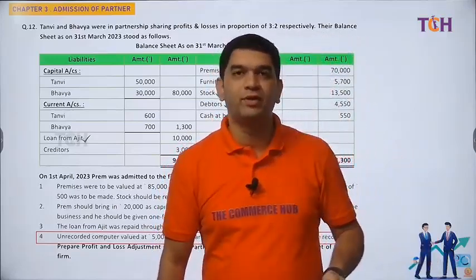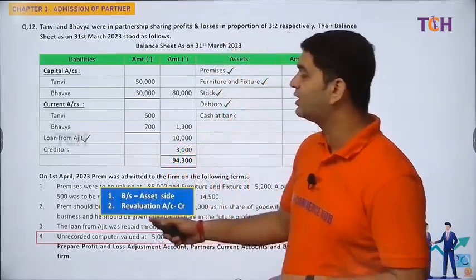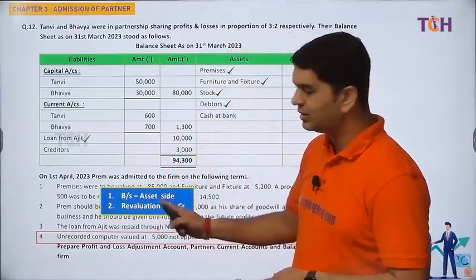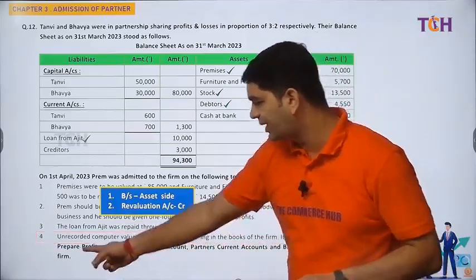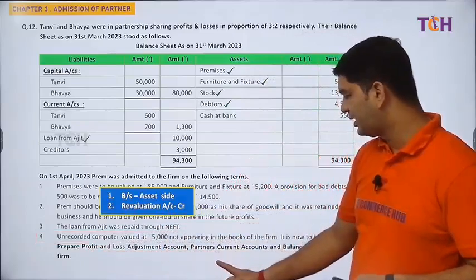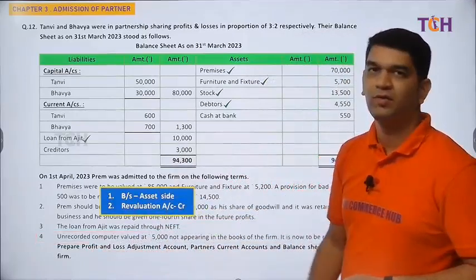So it's going to be profit for the firm. So we'll record it in the revaluation account on the credit side as well. These are the two effects we're going to have for this adjustment. Now, what is mentioned? Prepare profit and loss adjustment account, partner's current account and balance sheet of the new firm.